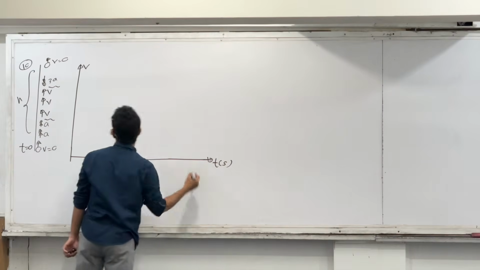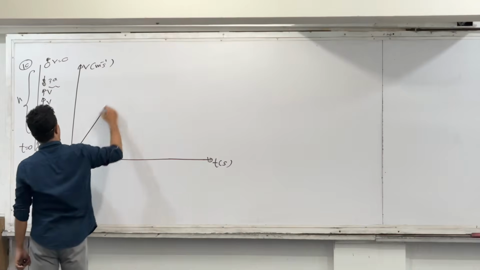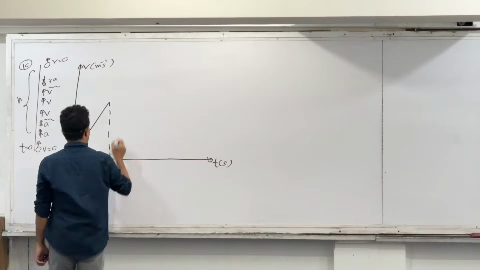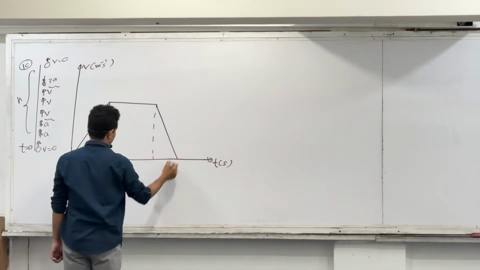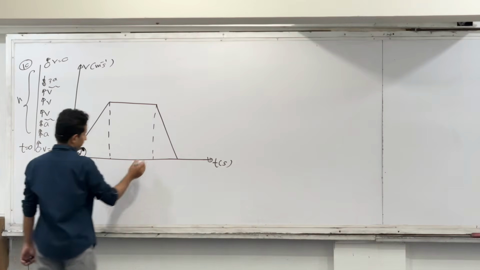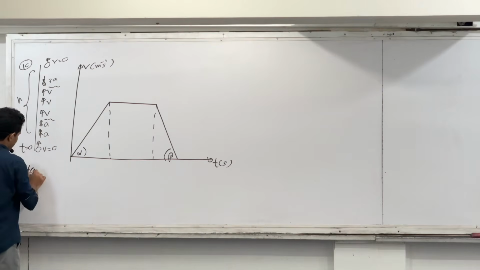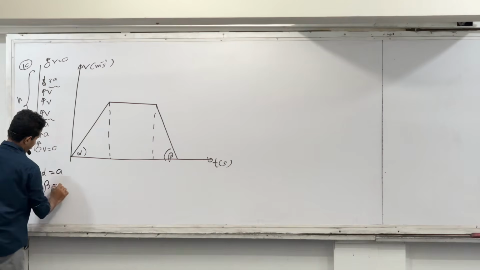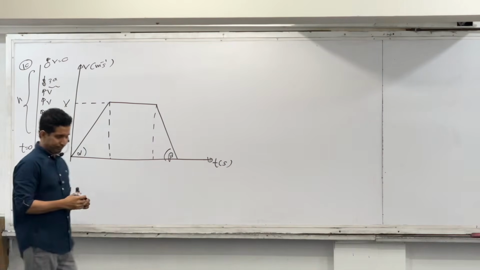V ms⁻¹, t seconds. Accelerate, constant velocity, and retardation, like this, alpha and beta. Now tan alpha equals A, tan beta equals 3A. I have taken the maximum velocity as V.